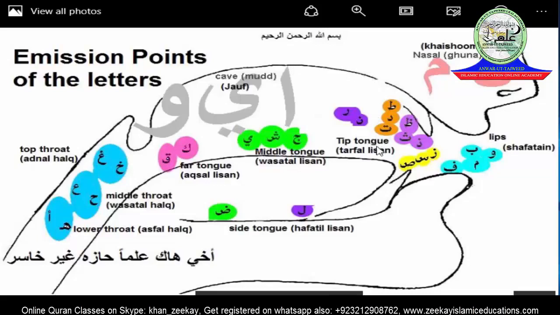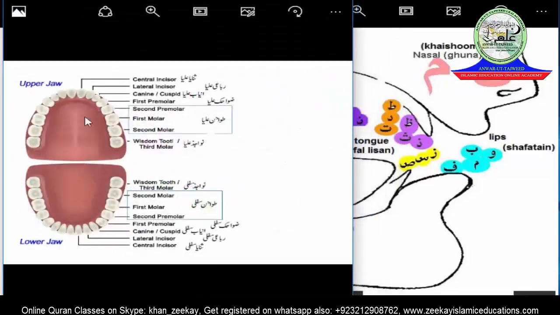The next origin was the tip of the tongue when it touches the root of the upper central incisors. The root of the upper central incisor, and from this point, letters ta, dal, and ta are pronounced. The next origin was the tip of the tongue when it touches the edge of the upper central incisors, this point, and from this point, letters la, tha, and dal are pronounced.